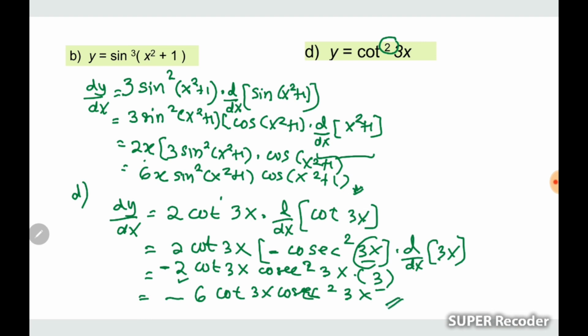Okay, I hope you understand how to use the formulas in the derivative of trigonometric ratios. We have 6 formulas to be memorized.